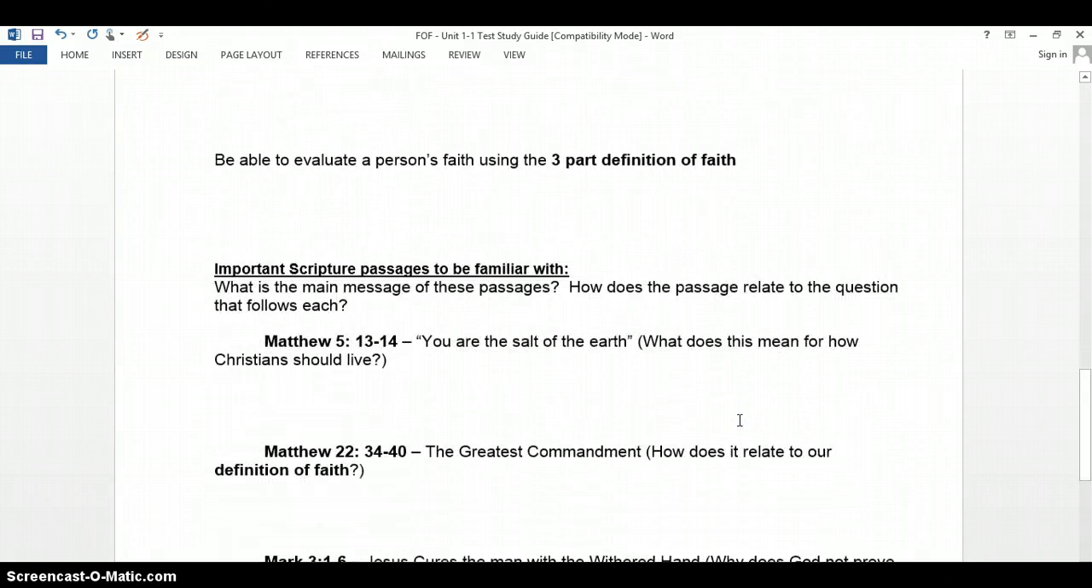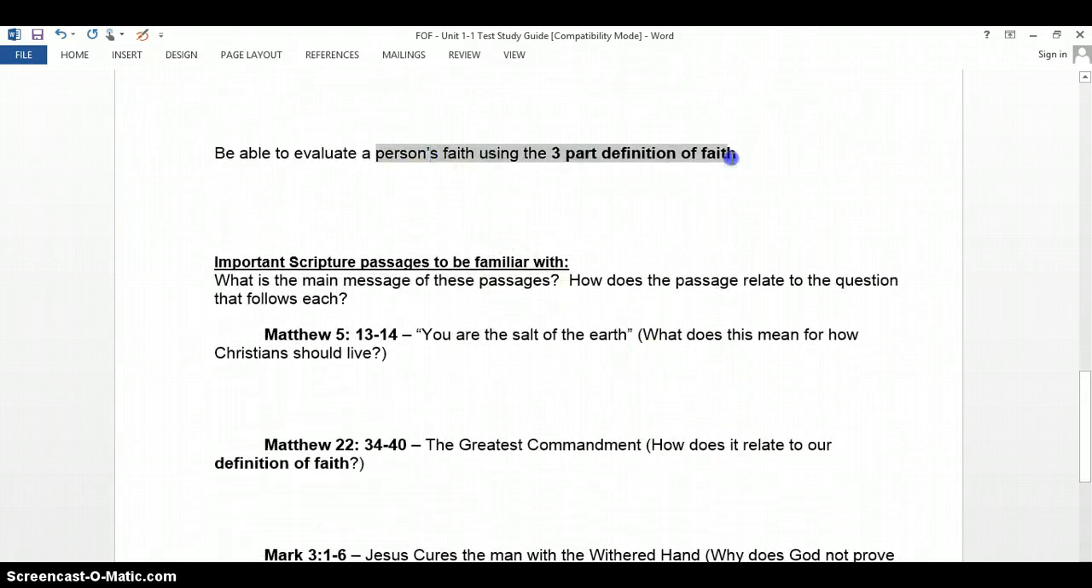All right. Be able to evaluate a person's faith using the 3-part definition. So basically, I'm going to write you a little story about somebody, say his name is Joey. Joey goes to church and he prays sometimes, but he also beats up his little sister. He also steals things sometimes. He falls asleep in church most of the time. Tell me how strong his faith is. How good is his faith using the 3-part definition?